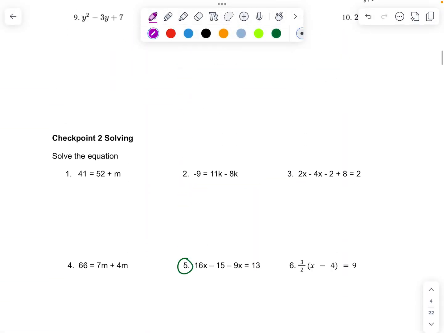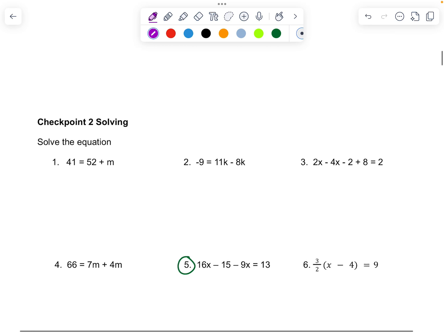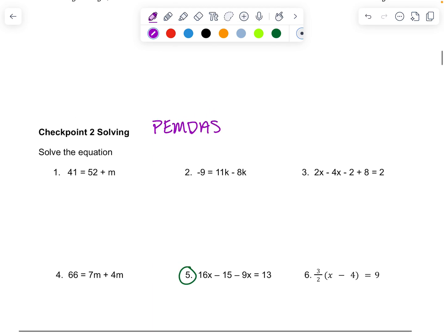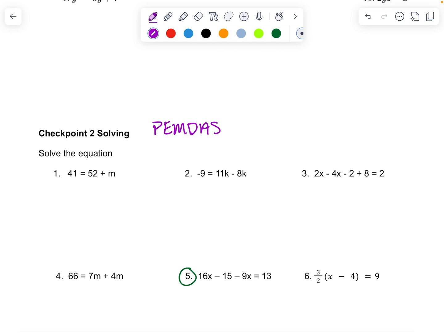All right, everyone, this is checkpoint 2, solving. And so this is just like what we did for checkpoint 1, where we were using PEMDAS. However, the thing that is different now is we were just simplifying before. We were just trying to condense everything. Now we actually are on a mission to solve.